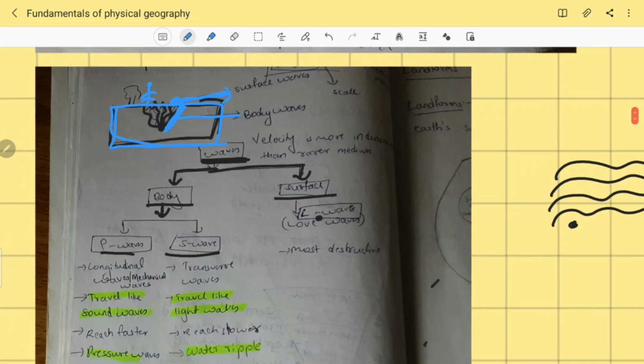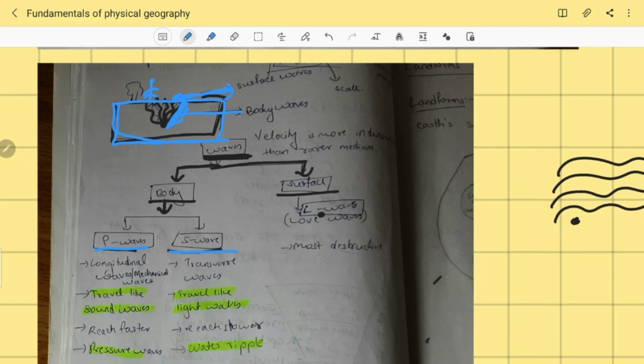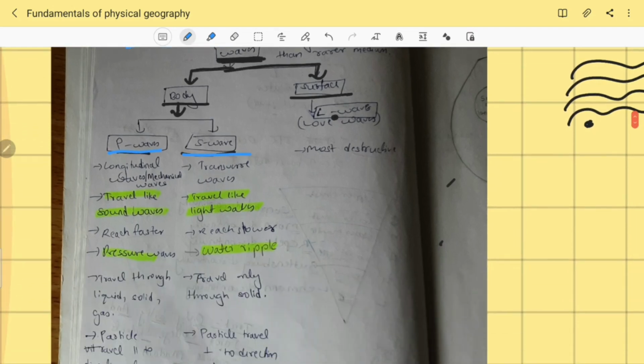Okay, in body waves there are again two types of waves. One is P waves and one more is S waves. P waves mean primary waves, S waves mean secondary waves. So now let's see what is the difference between these two waves. See, primary waves reach faster, and secondary waves reach slower on the surface of the earth.